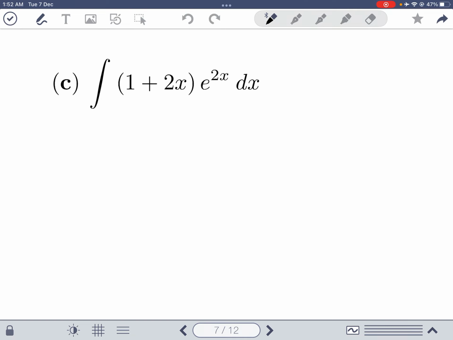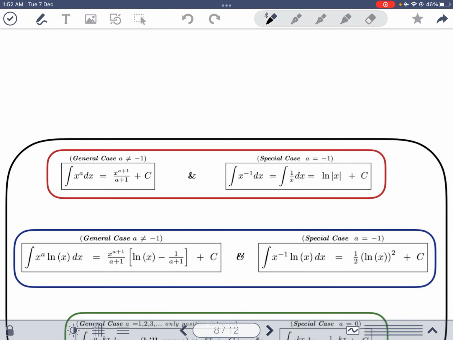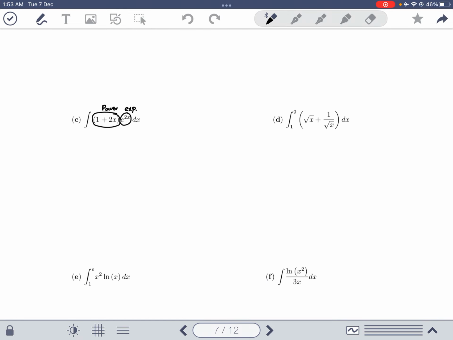Whoa. Part C is an interesting one because it has an exponential here, you see, and it has a polynomial or a power function here. So you remember for exponential times power, you do the killing game. Whenever you have a power function times an exponential, you do the kill game. And this is what I will show you now, how to do it.